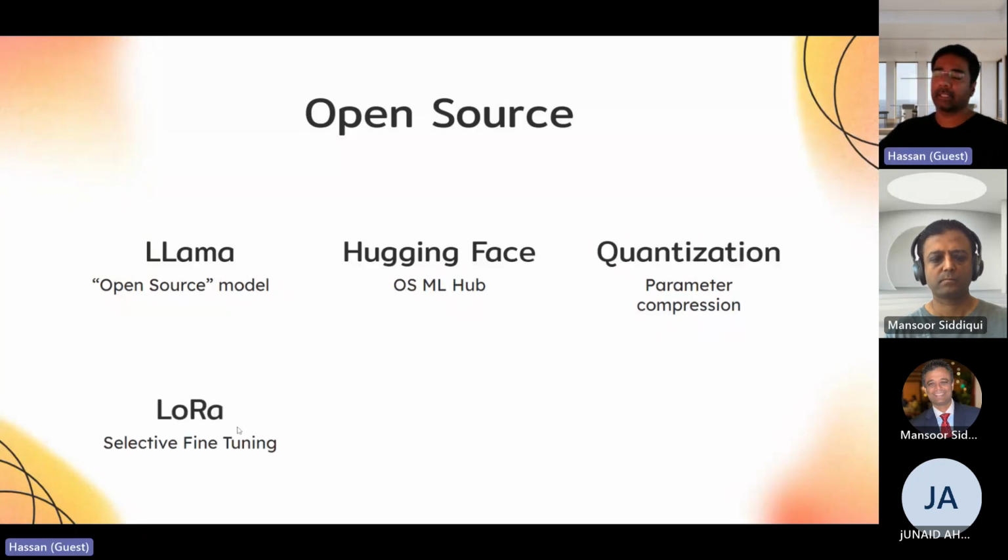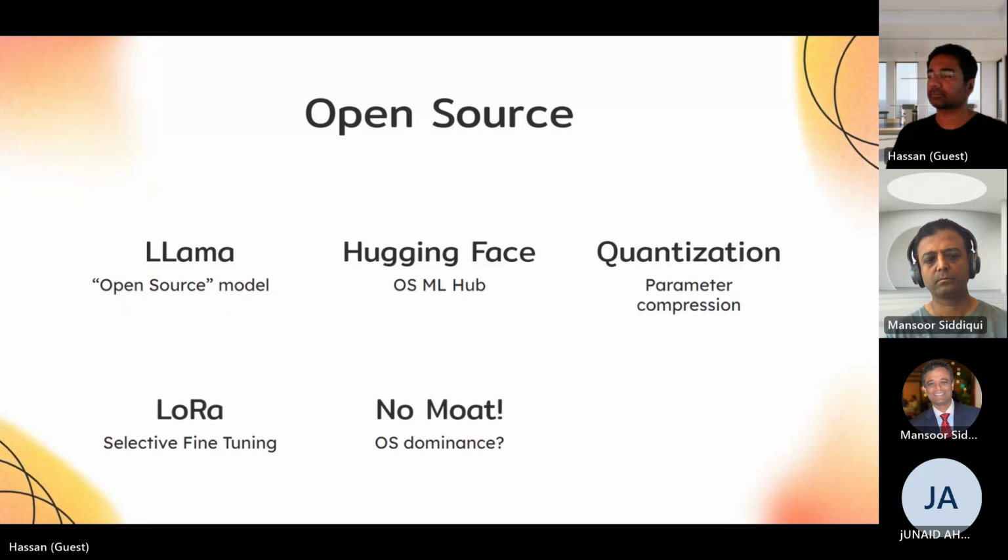Another thing that has come up is known as LoRa. This is a way of fine-tuning these base models where you lock most of the weights within the model, but you build a layer on top of it which you can train. This cuts down the training time from months to a few hours.